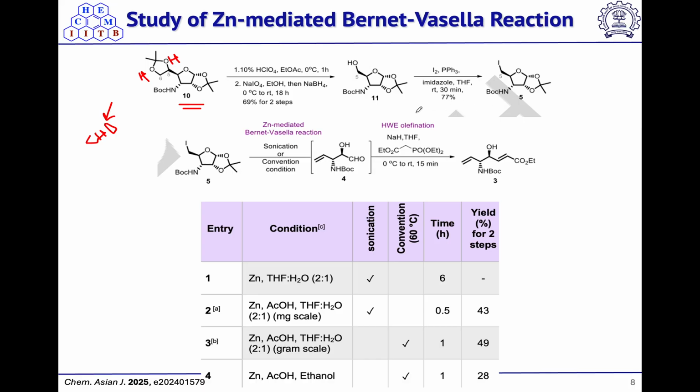Now in the second step, this is the named reaction. We converted 5 to compound 4 by using this zinc-mediated Barbier-type reaction. The conditions are sonication, meaning they have to use a sonicator, or conventional conditions. Conventional means just normal reagents and heating in solvents. Anyway, the mechanism will be the same. We have to use molecular zinc, zinc in powder form.